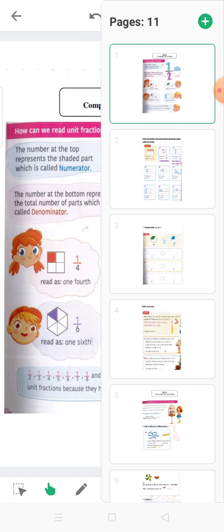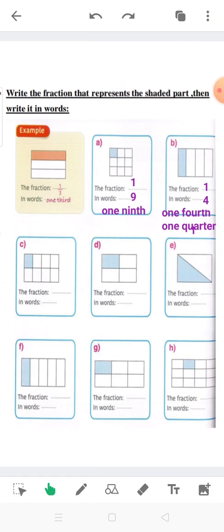Let's see the next. Write the fraction that represents the shaded bar, then write it in words. Look at this example. How many shaded parts? Only 1. All of the parts are 3: 1, 2, 3. So I put it in the bottom. So we can say it's one third.